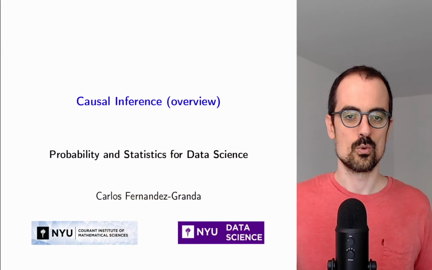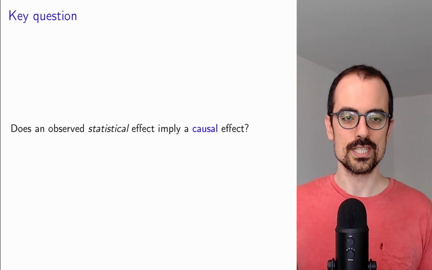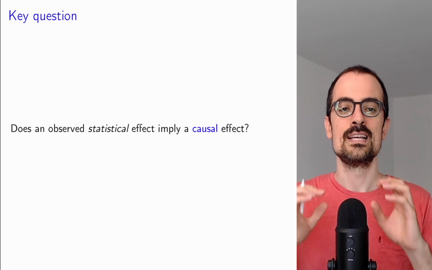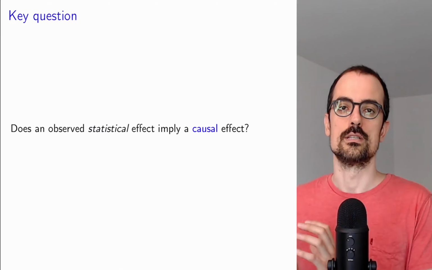We're going to focus on the common principles and give an overview. If you want more details about how to use each of the individual statistics for causal inference, you can take a look at the individual videos or at the book. Let's get to it. We're going to give an overview of causal inference, and the key question that we're considering is, when does an observed statistical effect imply a causal effect?